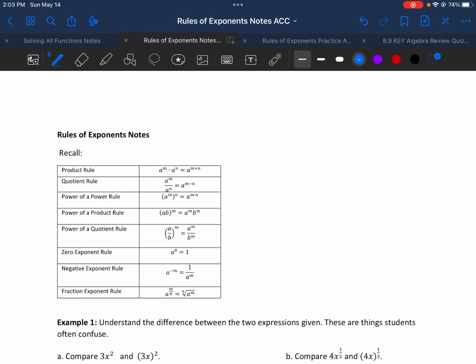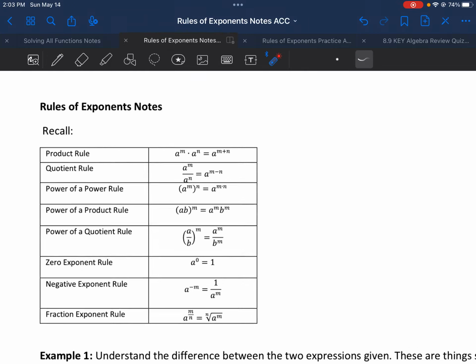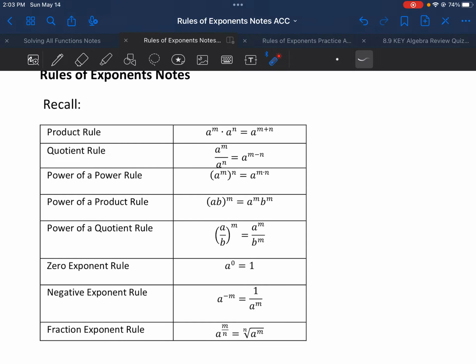In today's video, we're going to be looking at some rules of exponents. So let's go ahead and get started. Alright, so we're going to start with the basic exponent rules.